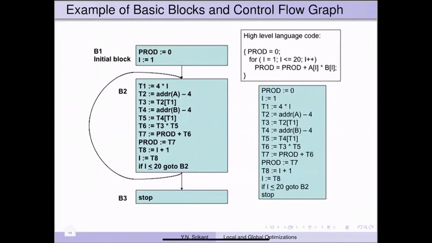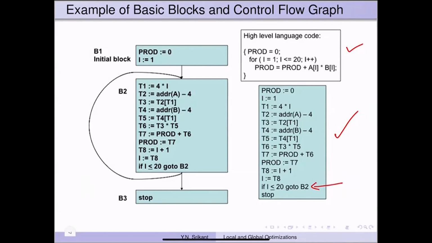So, an example of a basic block. Here is a simple high level language code: prod equal to 0, then a for loop for i equal to 1, i less than or equal to 20, i plus plus, prod equal to prod plus a[i] star b[i]. Very simple code, right? Now, when this code is compiled to intermediate code, this is what we get. There are lots of temporaries T1, T2, T3, T4, T5, T6, T7, T8, right? Each of these computes a small quantity, and the rest of it adds up to the total. And then there is a branch instruction corresponding to the implementation of the for loop itself. So this is how the code would look.